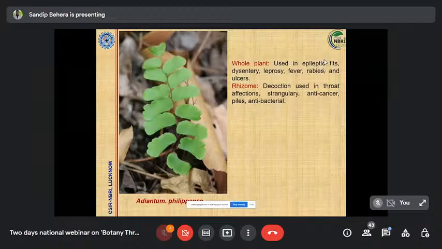Epileptic means, you might have heard about epilepsy, which is a disorder in the brain which causes sudden alteration in the behavior. The behavior of the person changes. So in this case, it has good property to cure epilepsy and leprosy, fever, rabies, and ulcers. Likewise, the rhizome part. The decoction of the rhizome helps in throat affection, and anti-cancer property is also there. These are all proven already experimentally. So these are the chemicals found.